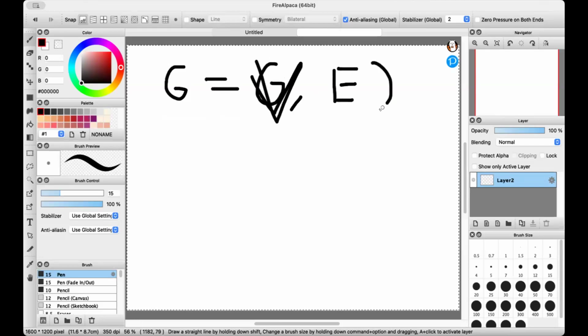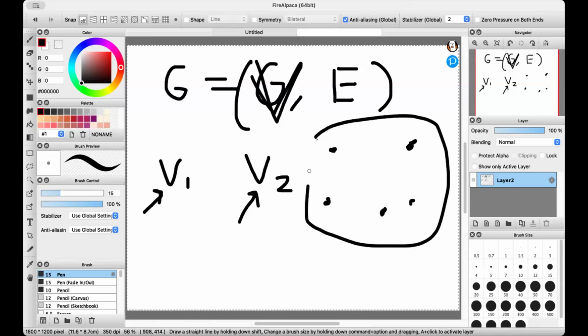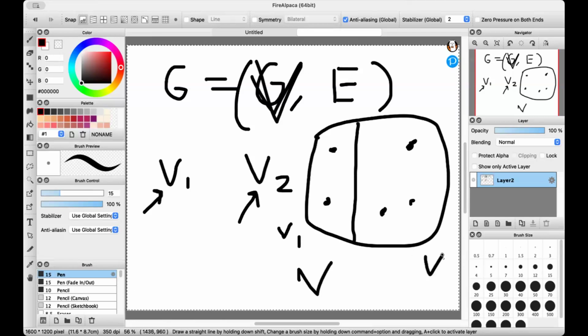So this is bipartite if v can be split up into two disjoint sets, v1 and v2, so that every edge connects a vertex in v1 to a vertex in v2. So let me draw an example. So let's say this is my graph, this is my collection of vertices. But let's say I split this up into disjoint sets v1 and v2.